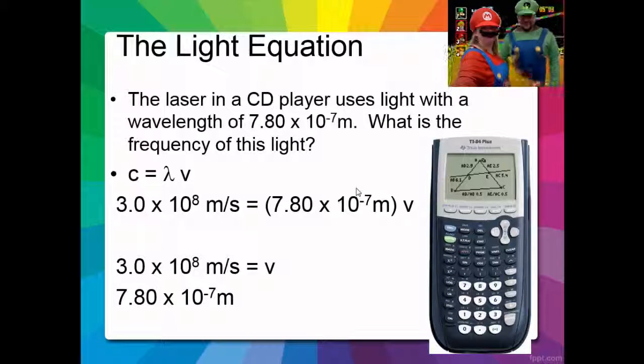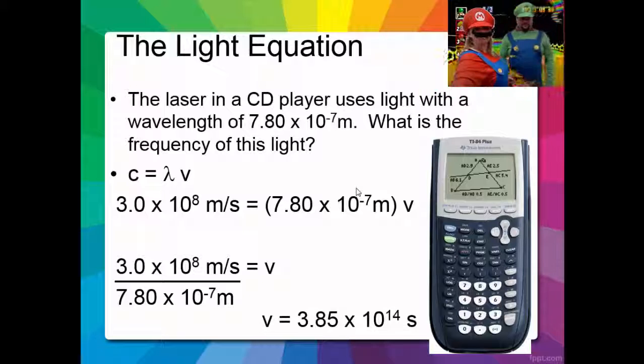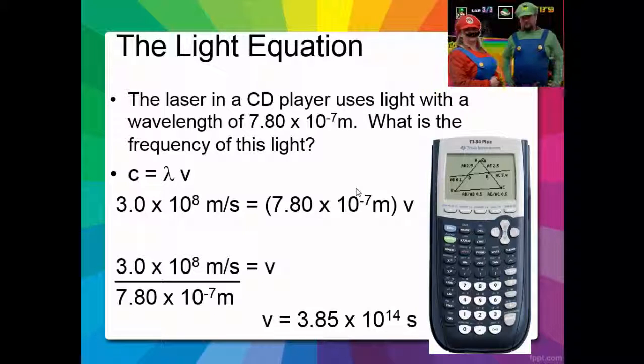Divided by the wavelength. Okay, it's a little slow coming in here. And we would get an answer of, whoa, that's a big number, 3.85 times 10 to the 14th per second. So it reads it very, very quickly, if you will.